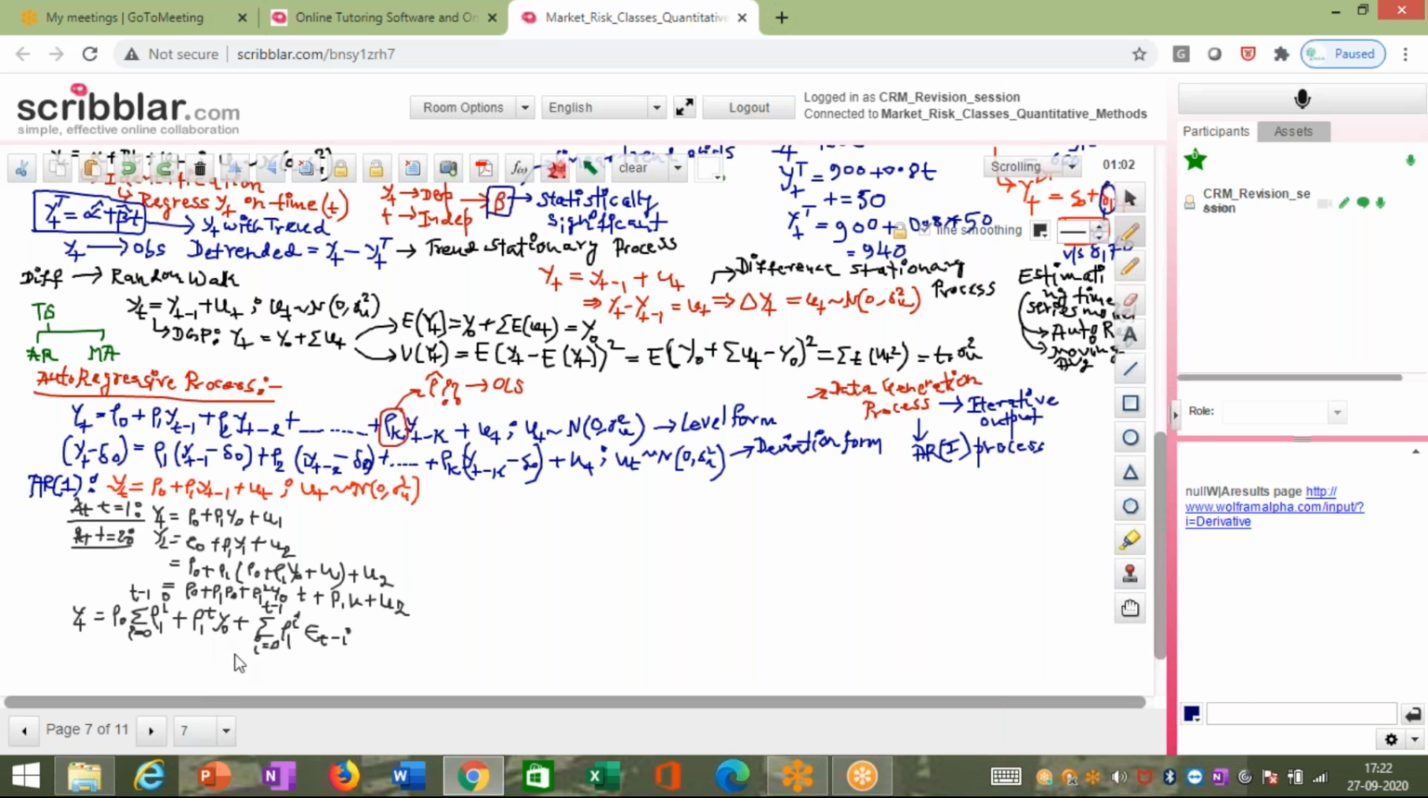So now I need to understand how, or under what conditions, this particular AR time series that I have written over here will become stationary. Under what situation will this become stationary?